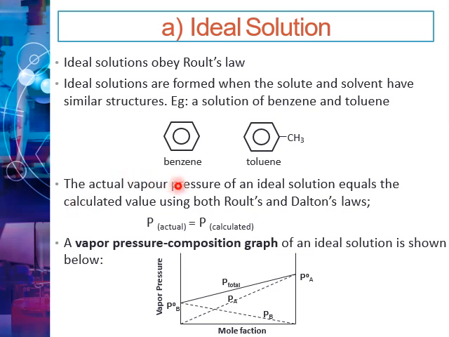The actual vapor pressure of either solution is normally equal to that calculated using both Raoult's and Dalton's law, where P actual is equal to P calculated. So when we transform Raoult's law for the ideal solution into a graph, we get a graph something like this. This is the mole fraction, where I said mole fraction is always equal to 1. So we may say this starts with 0, and at the end point it is 1, if you read the graph from left to right.